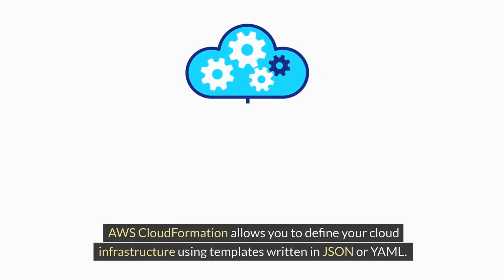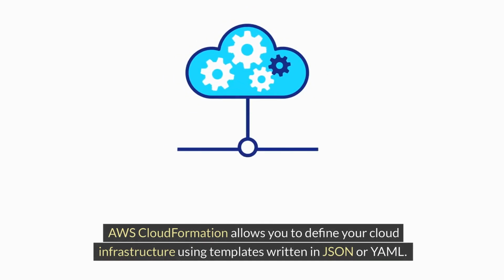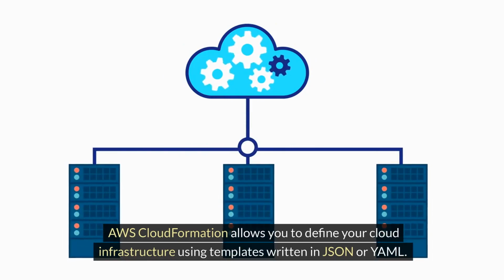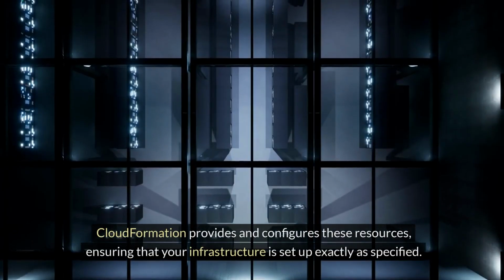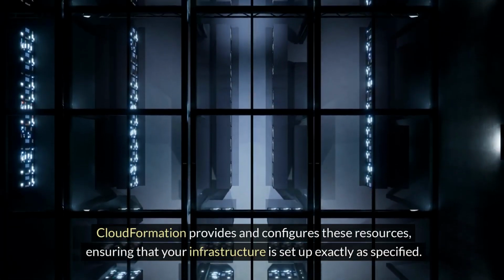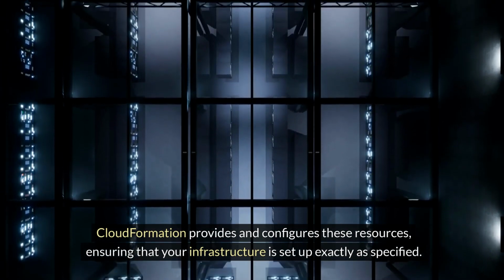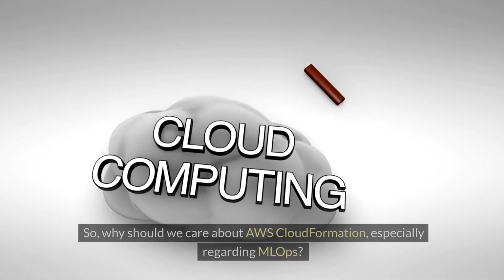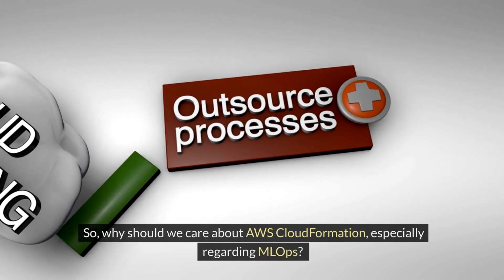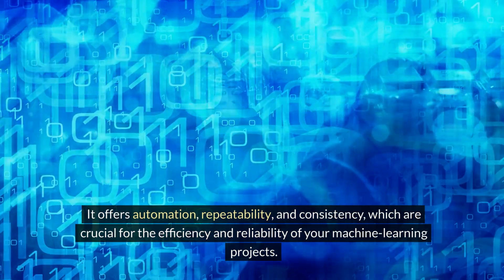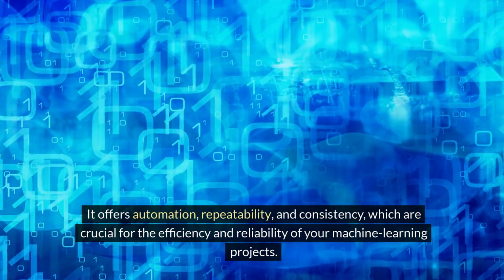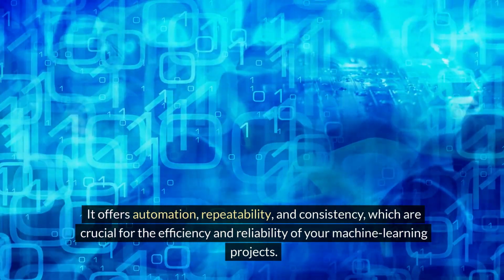AWS CloudFormation allows you to define your cloud infrastructure using templates written in JSON or YAML. These templates describe the desired state of your resources, such as EC2 instances, S3 buckets, IAM roles, and more. CloudFormation provisions and configures these resources, ensuring that your infrastructure is set up exactly as specified. So why should we care about AWS CloudFormation, especially regarding MLOps? It offers automation, repeatability, and consistency, which are crucial for the efficiency and reliability of your machine learning projects.